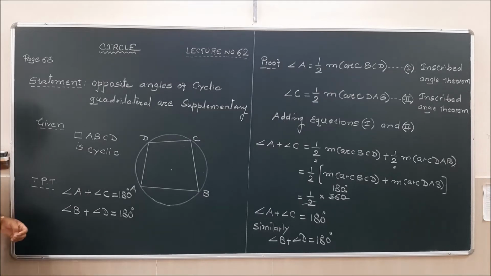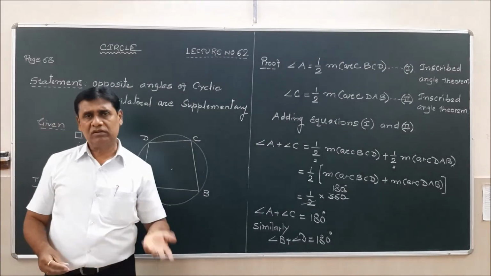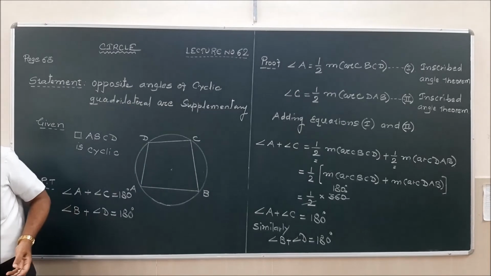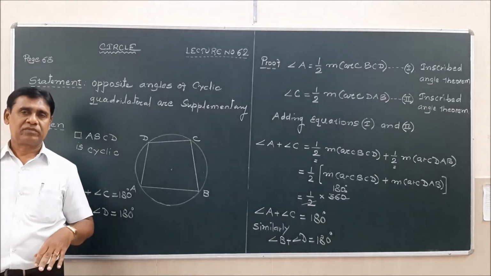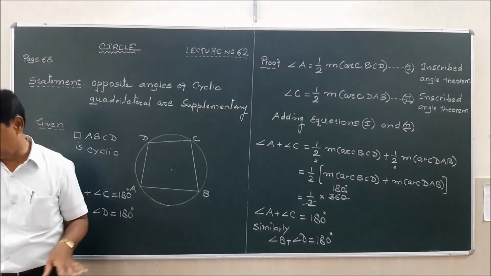Now you will find there is a converse given. Converse is given that if a pair of opposite angles of a quadrilateral are supplementary, then it becomes cyclic. There is no need. It's okay.